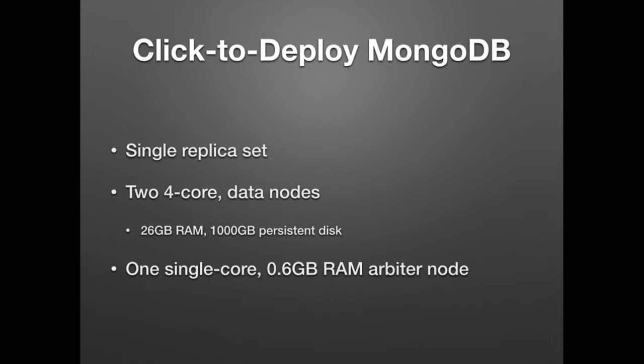So click to deploy MongoDB. I'm going to show that in just a moment. This allows you to quickly stand up a single replica set on top of Google Compute Engine. By default, it's going to spin up 2 4-core data-bearing nodes with 26 gigs of RAM and 1,000 gigabytes of disk. And it'll spin up an Arbiter instance that's just a very small micro instance, I believe, for the Arbiter.